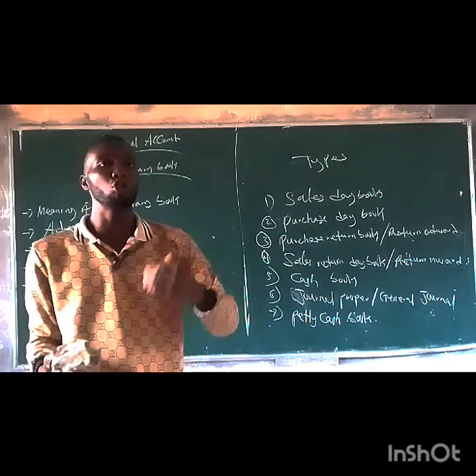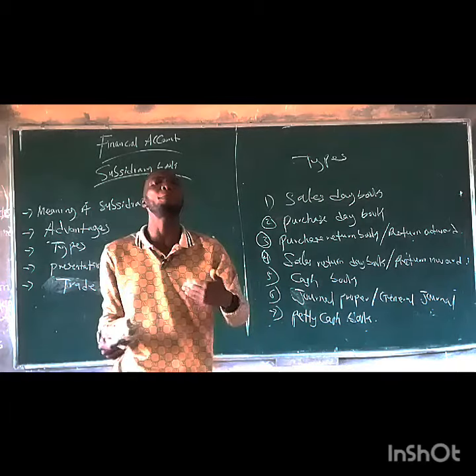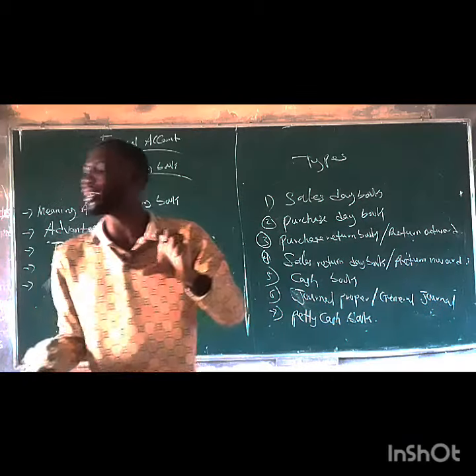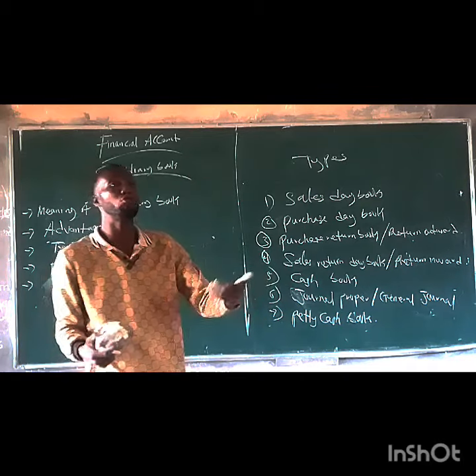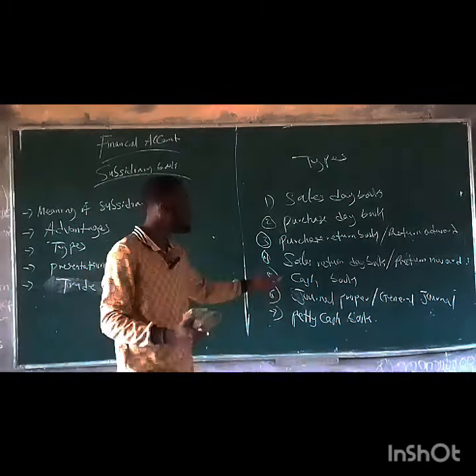So, a cash book is used to record the receipt and payment of goods that is being made immediately. That means you are paying immediately as you receive the product. That is what we refer to as cash book. It's a book that is used to record the receipt and payment of goods that is being paid in cash immediately.